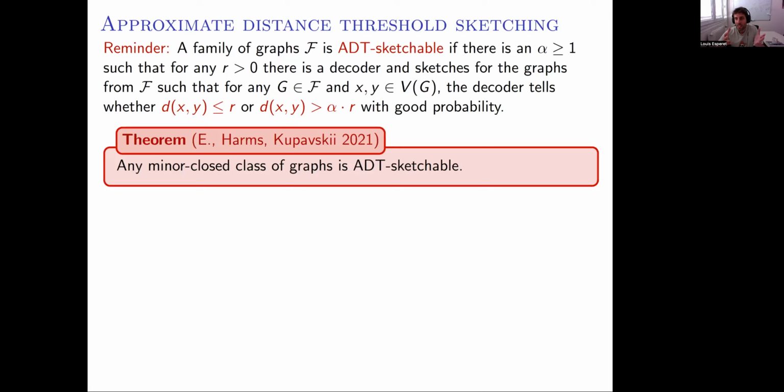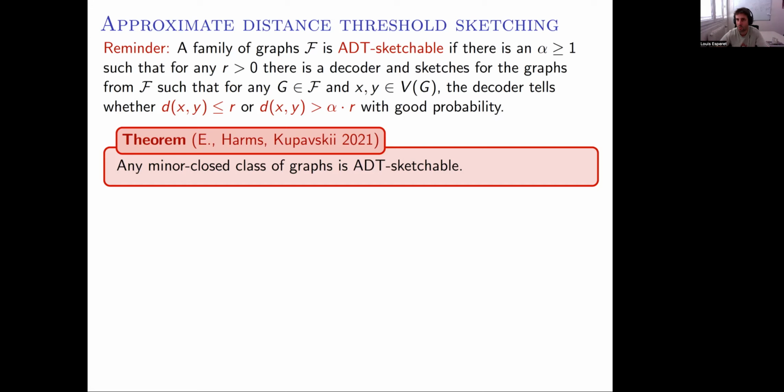And so minor closed classes, if you think in terms of expansion as I defined it, if you contract anything in a graph in a minor closed class, you remain in the class. And your average degree doesn't really increase. It's still bounded by a constant. So minor closed classes are the classes of constant expansion in this sense. And then you can ask, what are the classes of polynomial expansion? They are very interesting. They have sublinear separators, or exponential expansion, or you can ask many questions, and it's a hierarchy of classes. So maybe all classes of bounded expansion are also ADT sketchable, or maybe not.